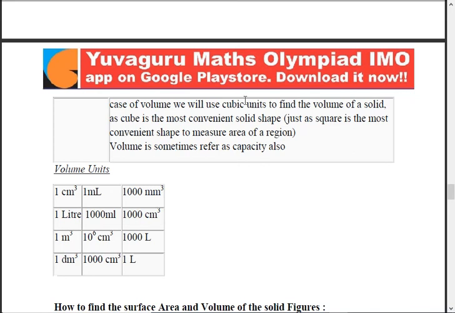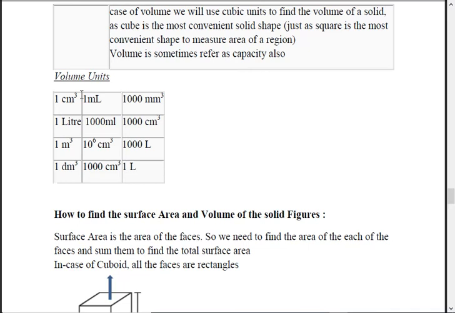You can read this. It's just an extension, nothing more. So volume: 1 centimeter cube means 1 milliliter, and 1 liter is 1000 ml. Remember these. These are all thumb rules. It's not an exact figure, but we use these thumb rules while calculating in maths. 1 liter, 1000 ml, means 1000 cm cube. Then 1 meter cube is 10 raised to 6 centimeter cube, and 1000 liters. 1 dm cube is 1000 centimeter cube and 1 liter. Now what is dm? dm means decimeter.